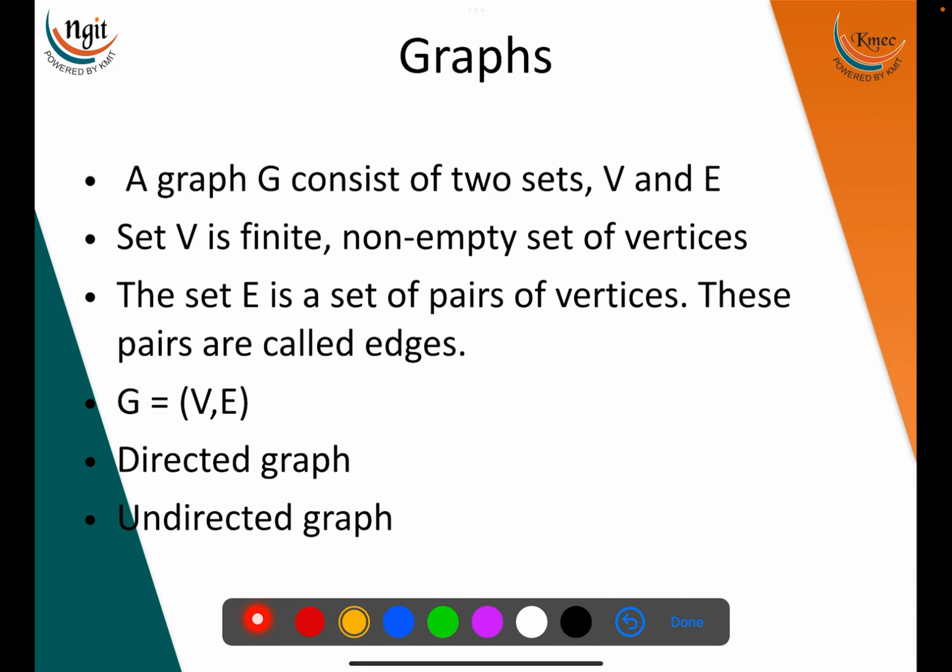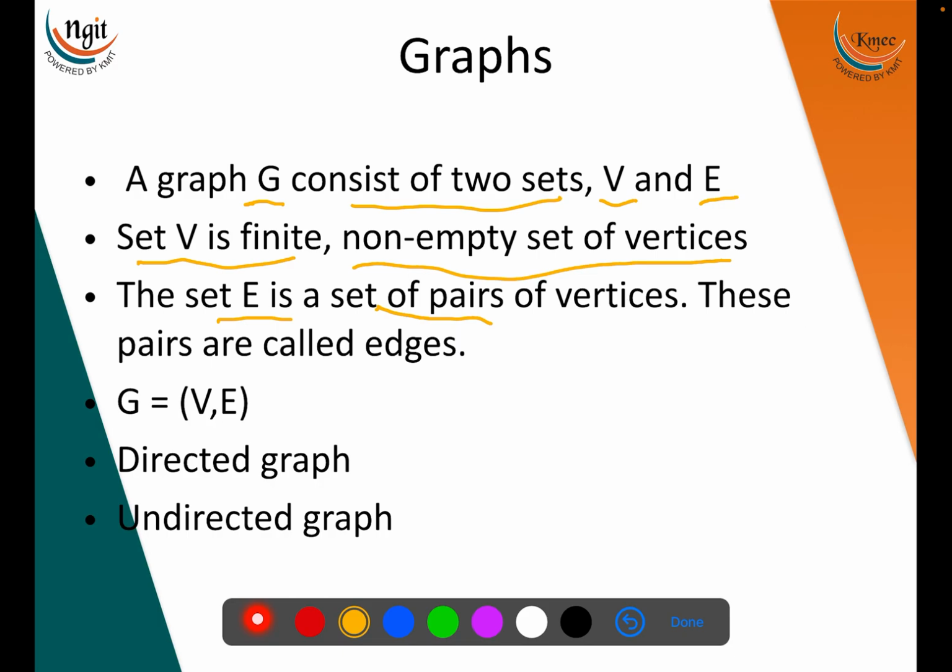A graph G consists of two sets, V and E. Set V is a finite, non-empty set of vertices. Set E is a set of pairs. V is vertex, E is pair, and this is also called an edge. Finally, G is equal to (V, E). This is the graph notation, and you can find different graphs.